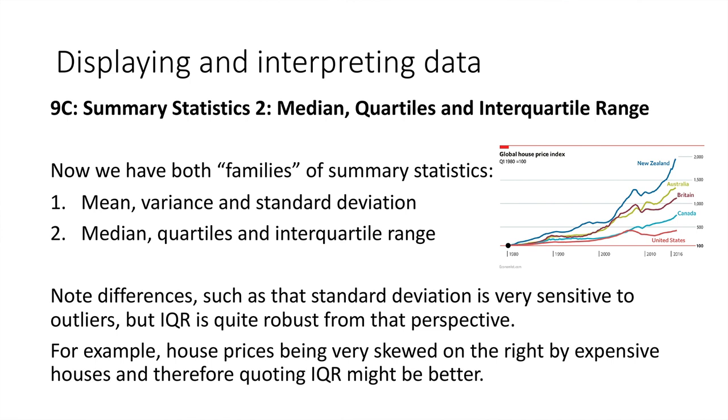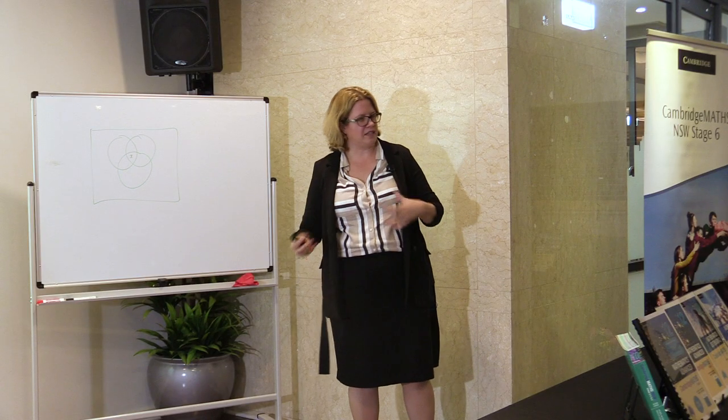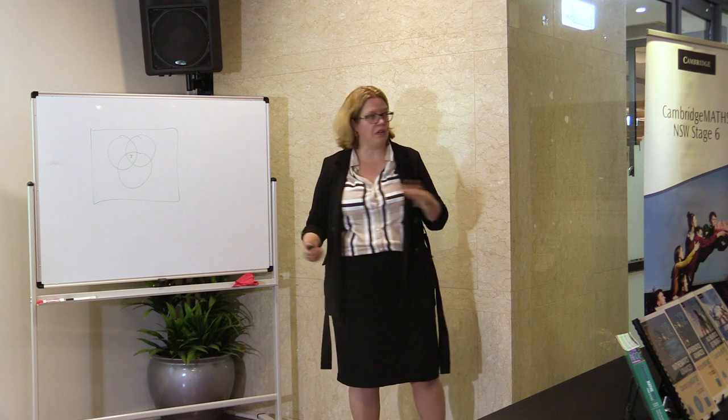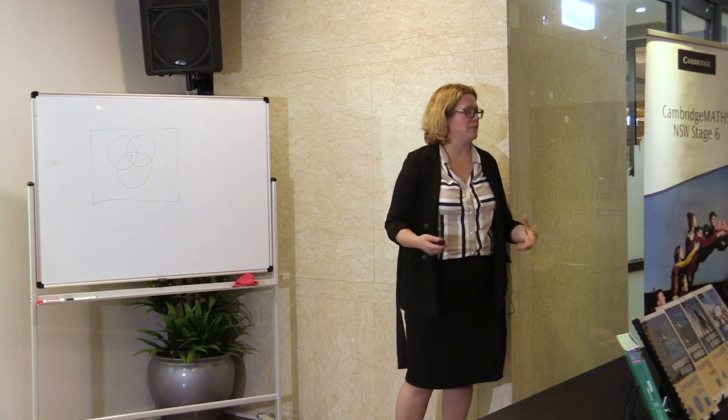Things that are interesting to talk about with these two families of statistics are the differences, such as standard deviation being very sensitive to outliers, but the interquartile range isn't, for example. So do we want to deal with data that is going to be sensitive to outliers, or do we not? It depends what we're dealing with and what we're trying to show. So just getting some sort of understanding of that. And real life examples are a really good way to talk about that.